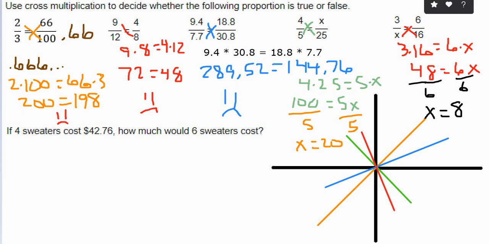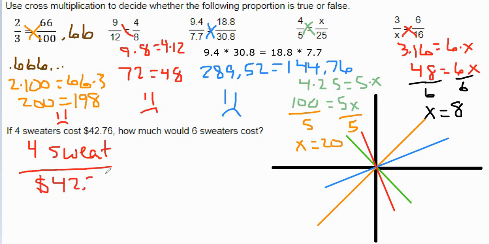And the last question on here is, if we have 4 sweaters and they cost $42.76, how much would 6 sweaters cost? Well, you could do sweaters over money, or you could do money over sweaters. But it's important to label it because you want to keep it consistent. So if I do sweaters here on top, I'll abbreviate that, over the money, 42.76. You can see that's a lot in geometry when you're doing similar polygons, similar figures. We need to have 6 sweaters, and we're assuming that there's no deal for buying more.